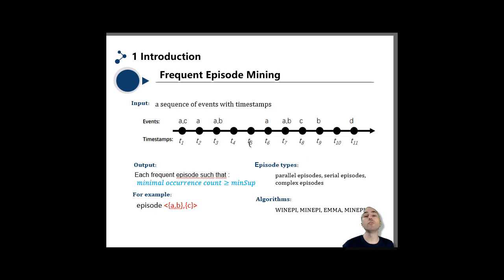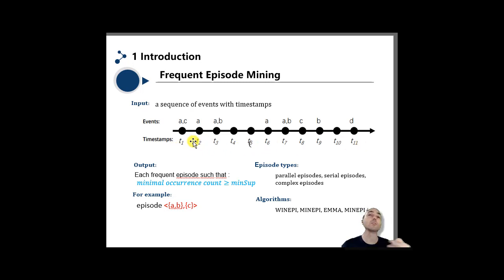Let me give you first a brief introduction. This paper is about data mining. We have a sequence of events that looks like this. Here we have some events called A, B, C, D, and we have the time from left to right. Here we have the different timestamps like time 1, time 2, time 3, time 4, and so on.